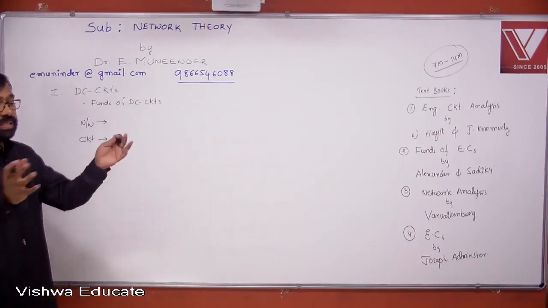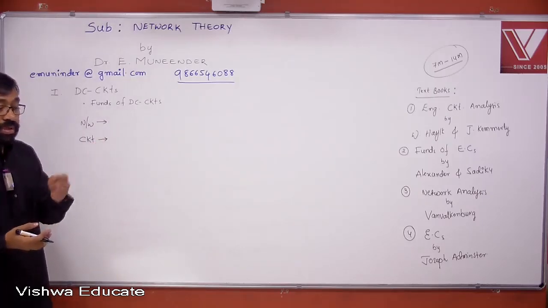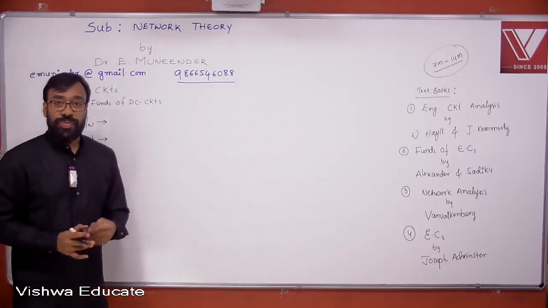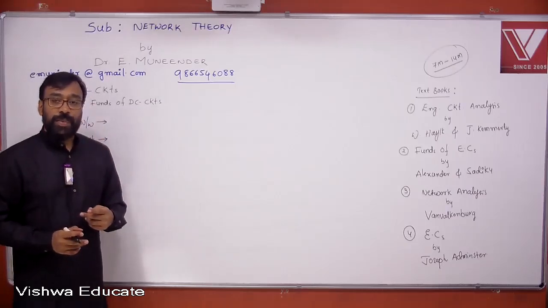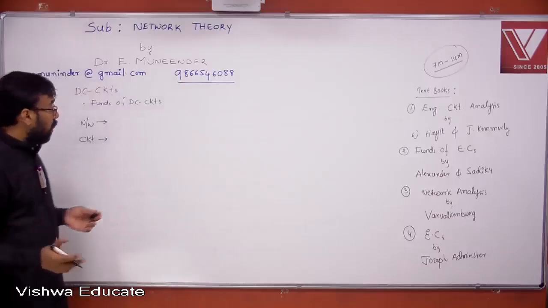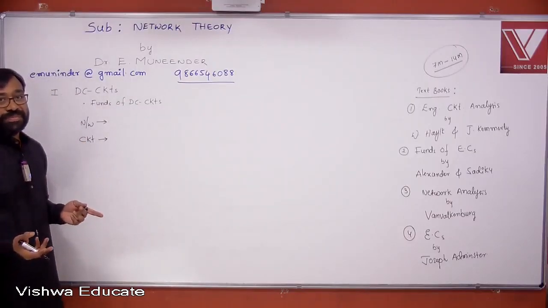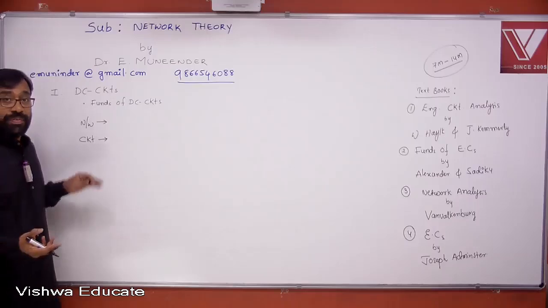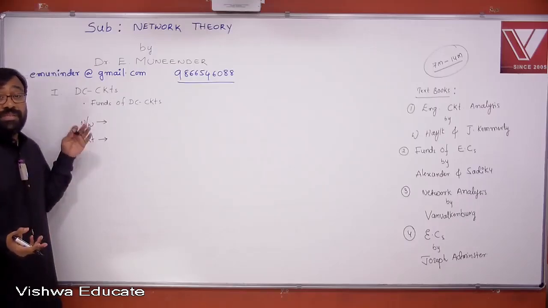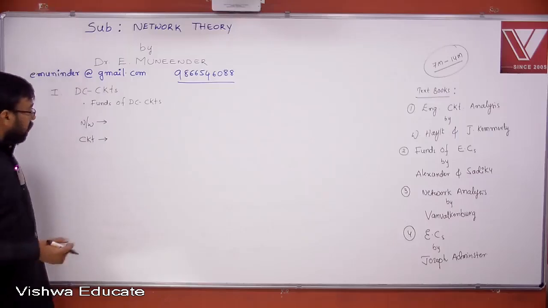You just take the elements and connect them, it forms a network. And now you observe, if that combination consists of at least one closed path, then we can say that it is a circuit. Yes or no? Okay. That's why you can say every circuit is a network, but every network may not be a circuit. You understand, all of you? I hope you understand the point.